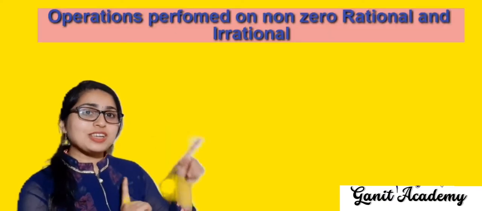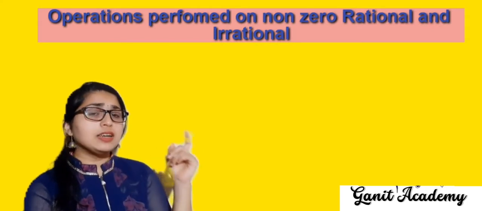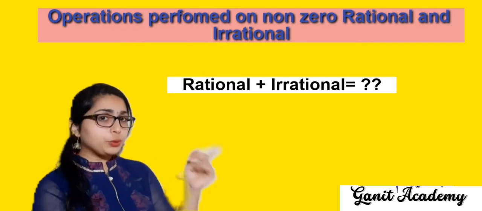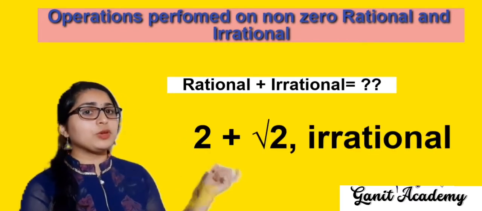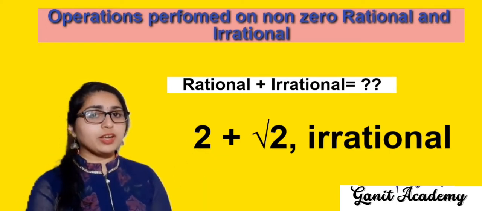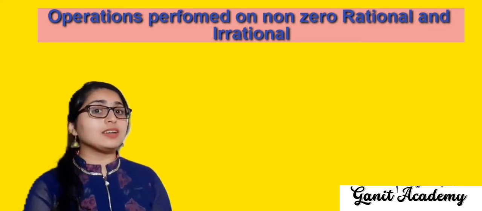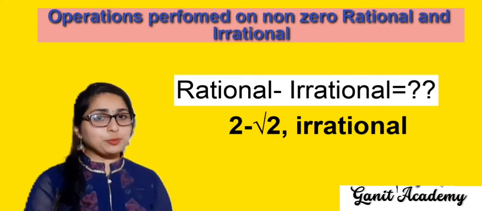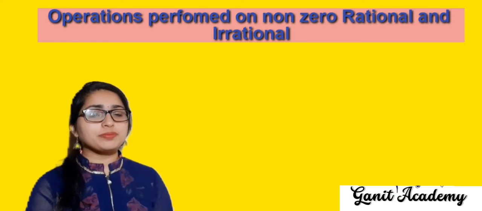Now let us see the operations performed on a rational and an irrational number. What happens if I add a rational number with an irrational number? So 2 plus square root of 2. That will give you 2 plus square root of 2, which is an irrational number. What happens if I subtract a rational and an irrational number? 2 minus square root of 2. Once again that will give you an irrational number.